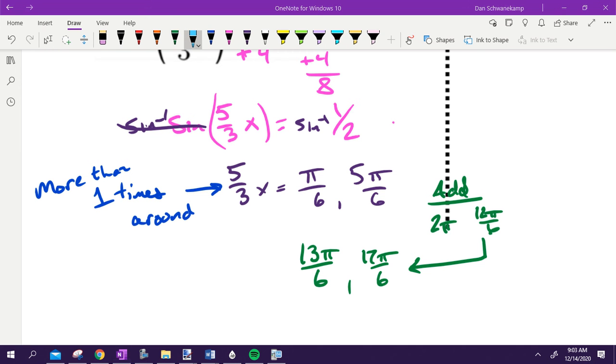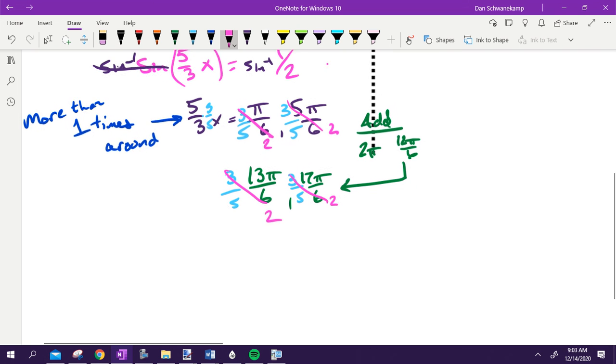I already went around 2/3 times by adding 2 pi. Now what? Yep, get rid of the 5/3 by multiplying by 3/5. So I'm going to multiply everything by 3/5. When I do that, I could simplify because I've got a 3 and a 6. So that's like a 2, and that's like a 2, and that's like a 2, and that's like a 2 on bottom. I'm just simplifying.